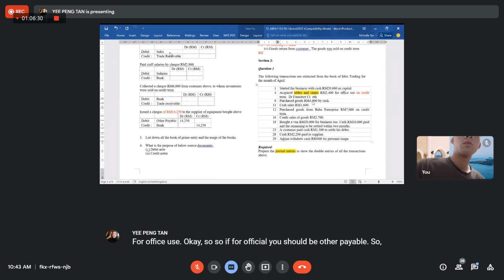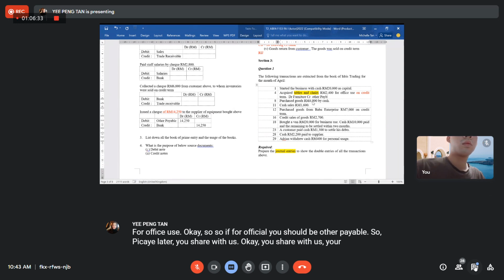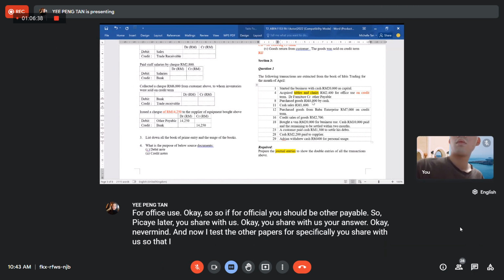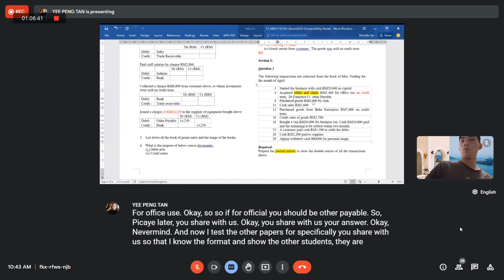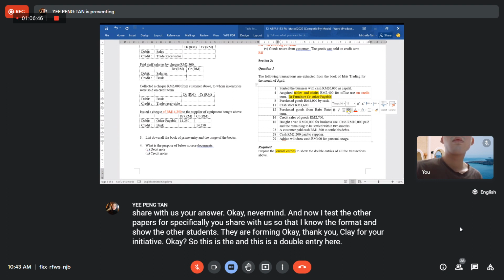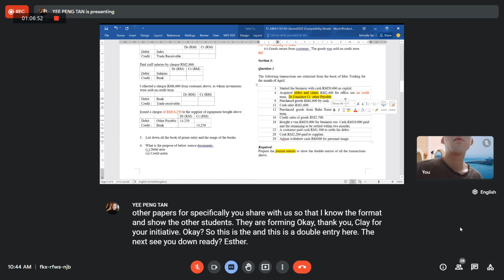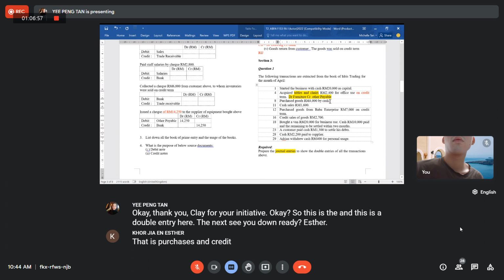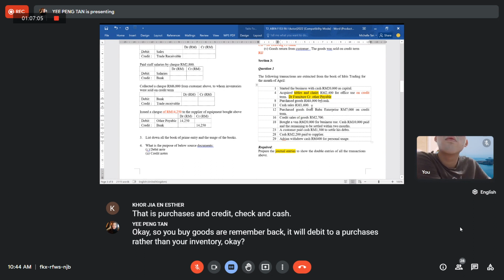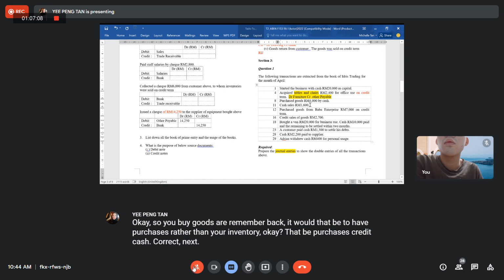Kai, later you share with us your answer. Never mind, I check the other papers first. You share with us so that I know the format to show the other students. Thank you, Kai, for your initiative. So this is the double entry. Next. Esther. Debit purchases and credit cash. So you buy goods. Remember, when you buy goods, you debit purchases rather than inventory. Debit purchases, credit cash, correct. Next, Jay Liang.